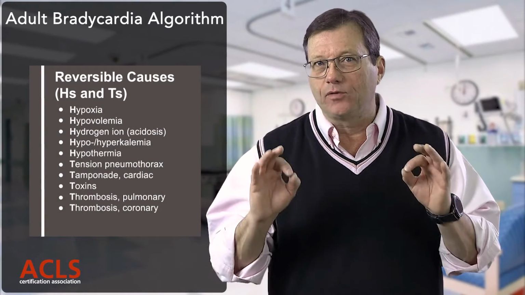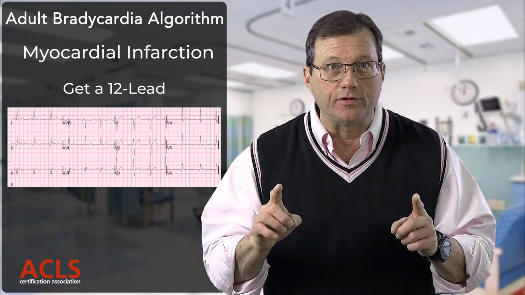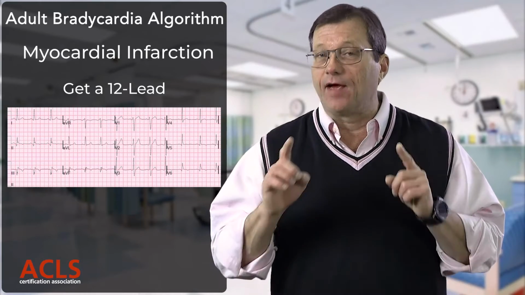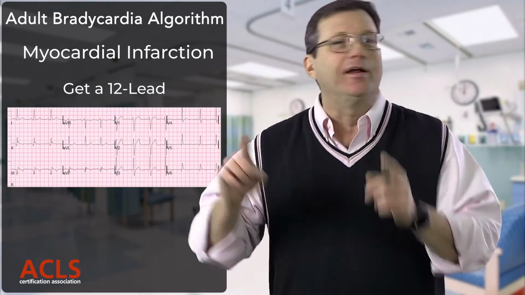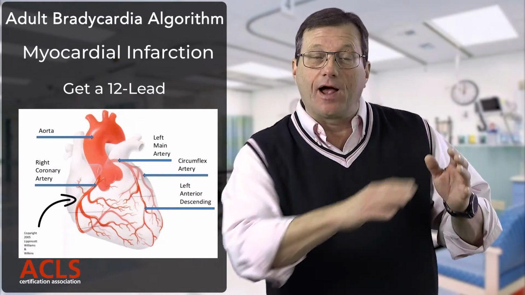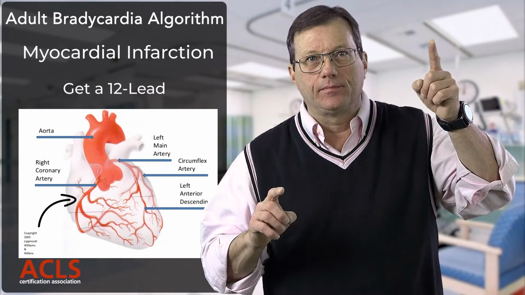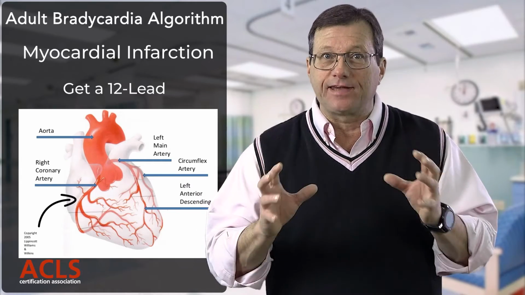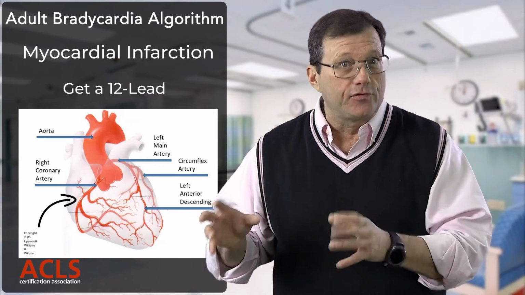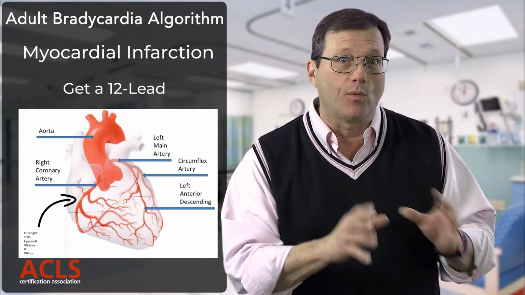Now, as you're going through your list of H's and T's and trying to figure out why your patient's bradycardic, one of the first things you want to look at is: is this patient having an MI? Get a 12-lead. It is not uncommon to have bradycardia associated with an inferior wall MI. Here's why. The right coronary artery that comes down and supplies the inferior wall of the heart also supplies the SA node. So if you're having an ischemic attack of the right coronary artery and having an inferior wall MI, it is not uncommon to see bradycardia associated with it.